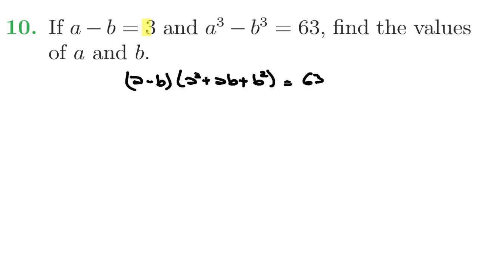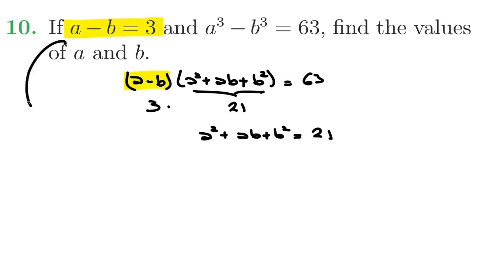A minus b is 3. So if this is 3 times, what makes 63? If we solve both sides, it's 21. So this part is 21. So a squared plus ab plus b squared equals 21. Now let's take this. A minus b was 3, so we square both sides.